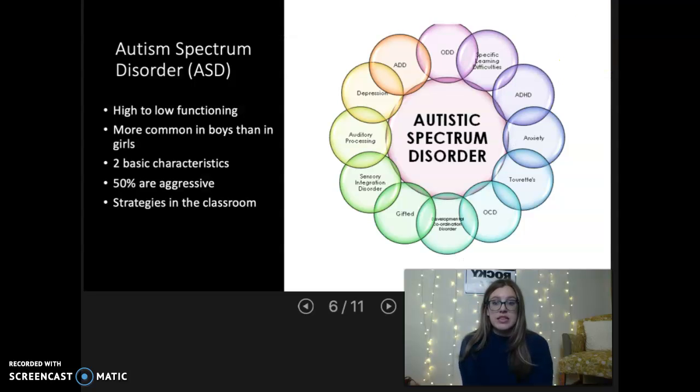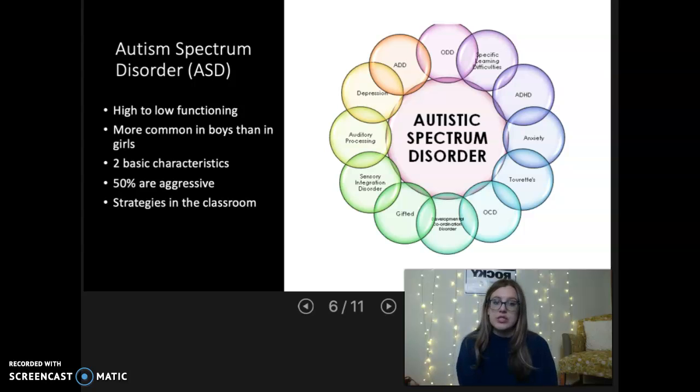The next disability is autism spectrum disorder, or ASD. Since this is a disorder on a spectrum, it can go from high functioning to low functioning. High functioning could be something considered Asperger's, which is when students can excel in certain areas and really not excel in others. It's much more common in boys than girls, and 1 in 54 boys are diagnosed with autism, and 1 in 256 girls are diagnosed with autism, so it's a big difference.